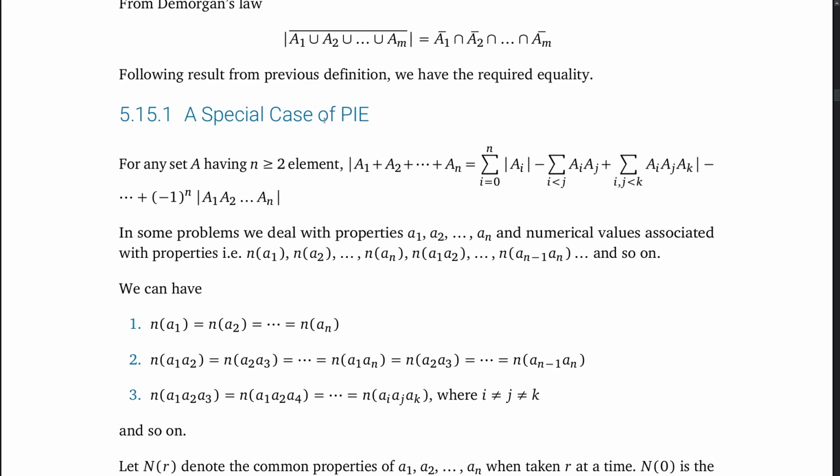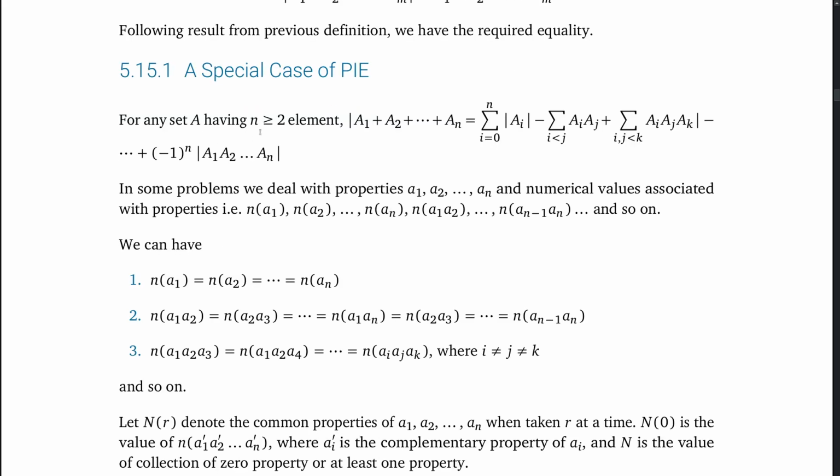Now we consider a special case for any set A having n greater than 2 elements, A1, A2 through An. The size of the union will be equal to the summation i equals 0 to n of size of Ai minus the summation over i less than j of size of Ai intersection Aj plus the summation over i less than j less than k of size of Ai intersection Aj intersection Ak.